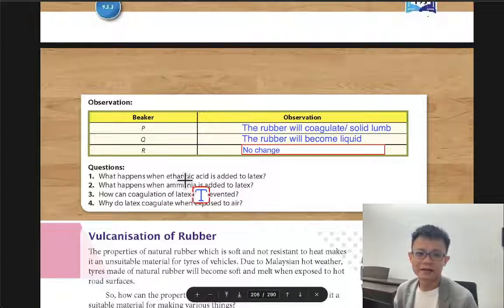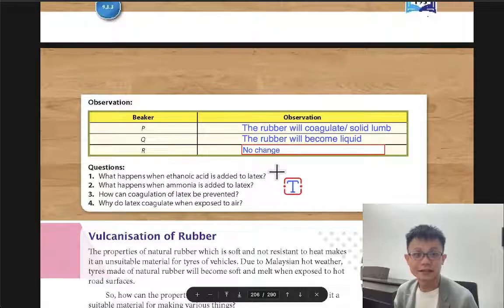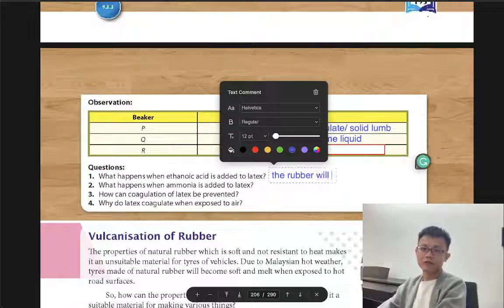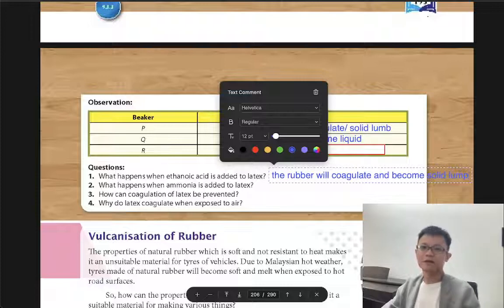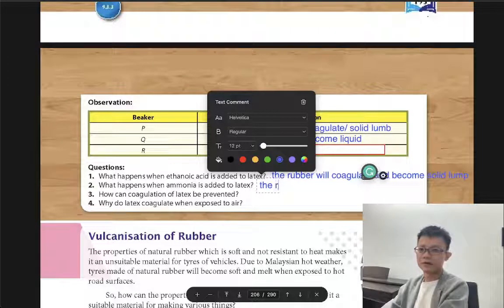What happens when ethanoic acid is added to latex, and when alkali is added? This one you can pause the video and try, and then I'm going to explain the answer. Okay, I explain the answer. What happens with ethanoic acid? If you add ethanoic acid, the rubber will coagulate and become a solid lump. What happens if you add ammonia? The rubber will stay liquid.